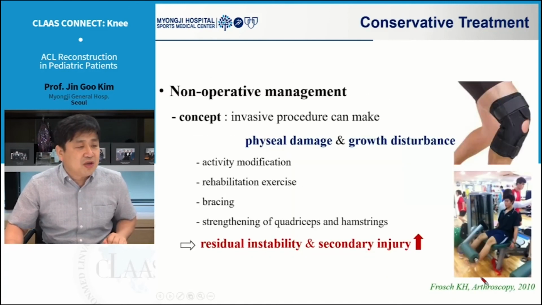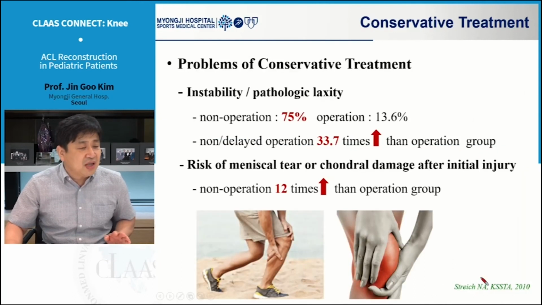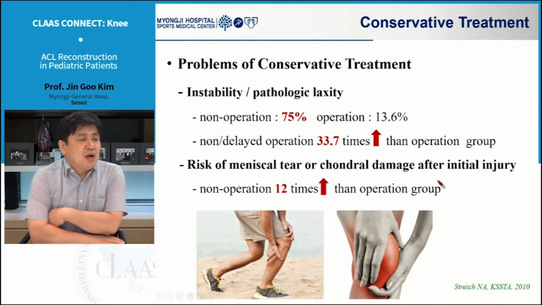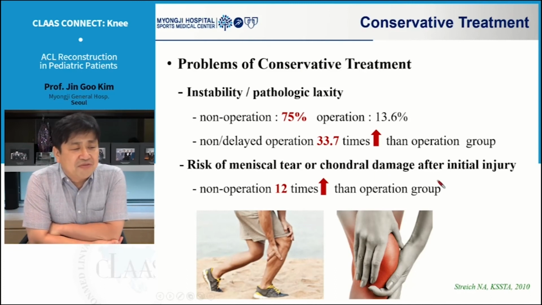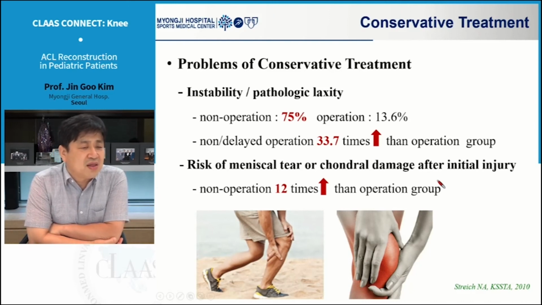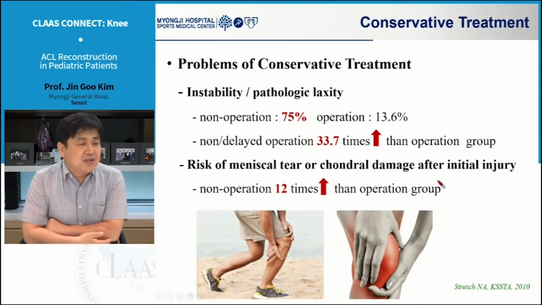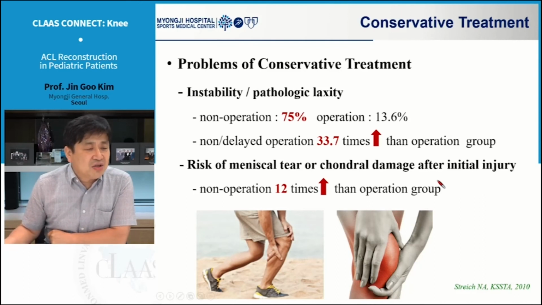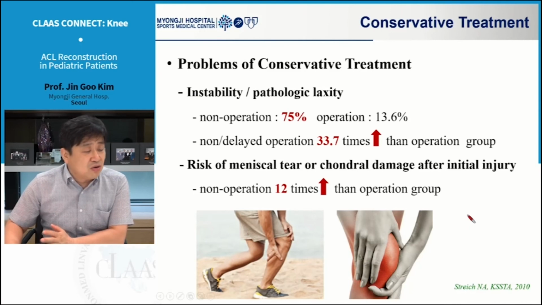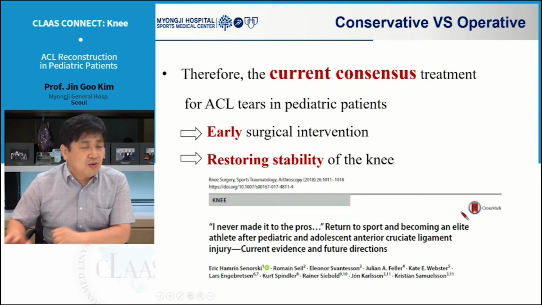Non-operative treatment makes residual instability and increases secondary injury. This will make 33.7 times more instability than the operated group, and the risk of meniscal injury and condylar injury is more than 12 times. So this is not safe. This is not a good choice for these growing children.